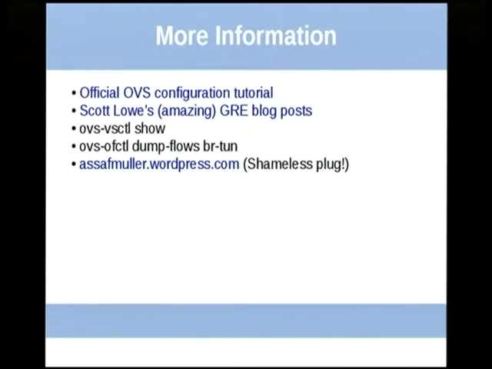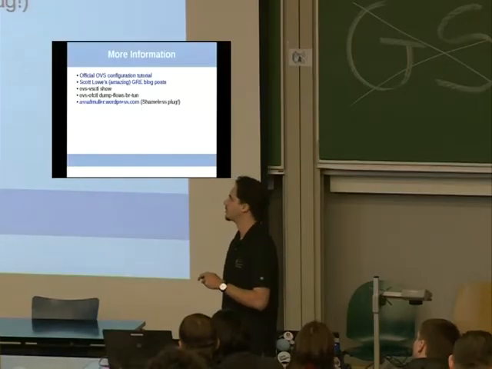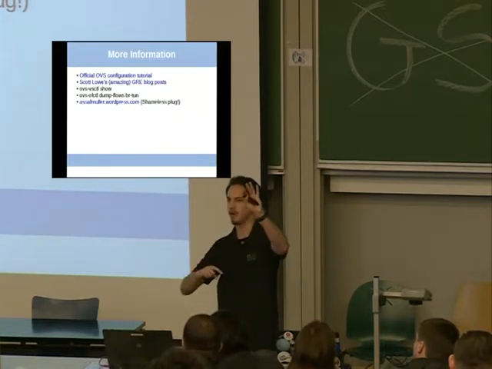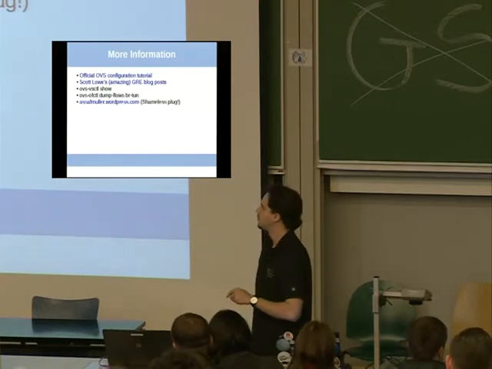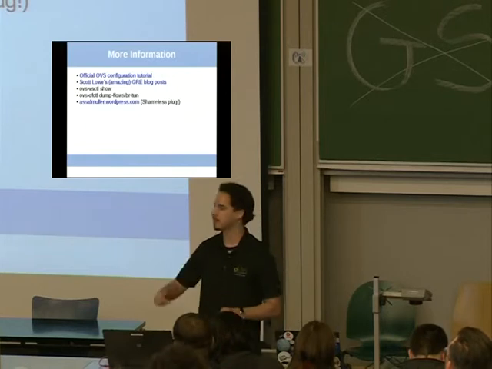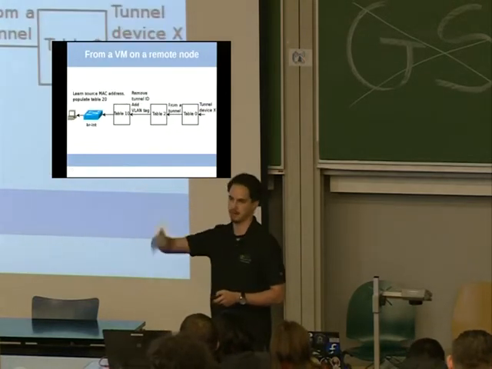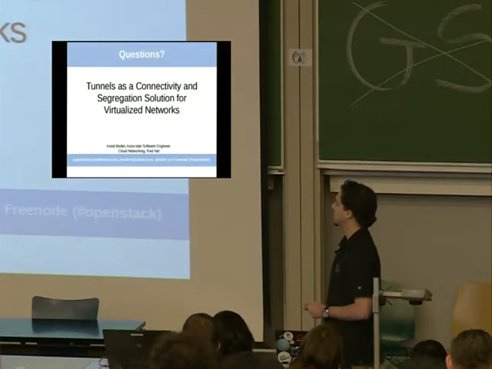A bunch of different commands that you can use if you want to just reverse engineer and see how everything works. You can use the show command to see all of the different bridges, like the BRIN to the BRTON, how they are connected and what they are connected to. You could use dump flows to see the flow tables, right? These are the same things, but written in an actual table. And that's about it.